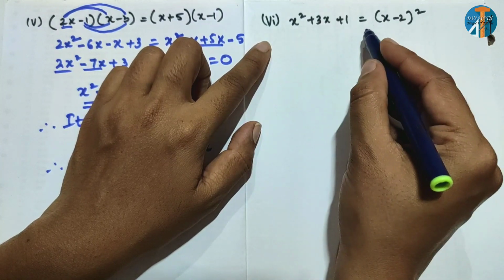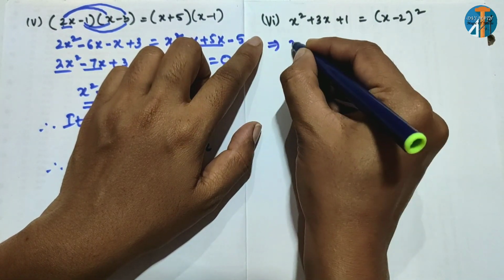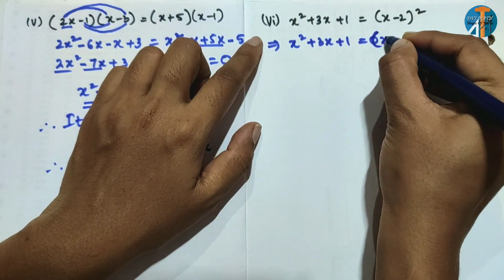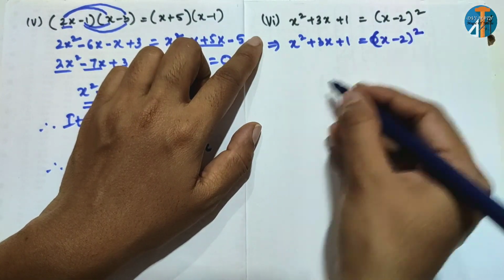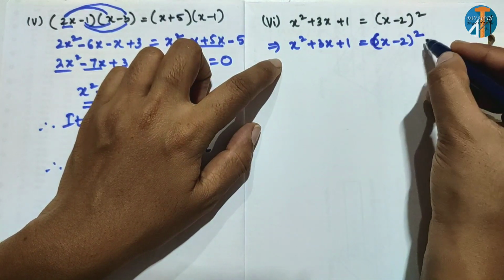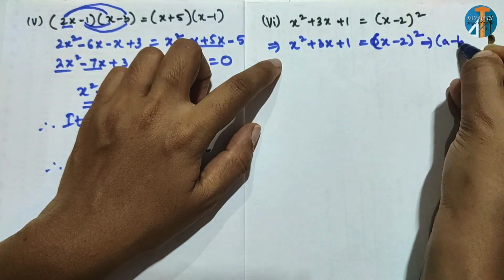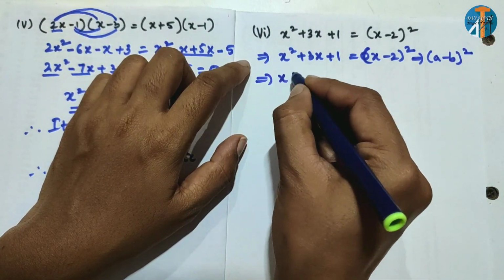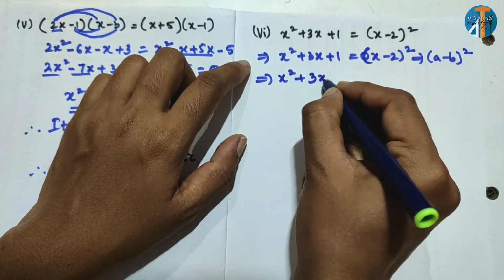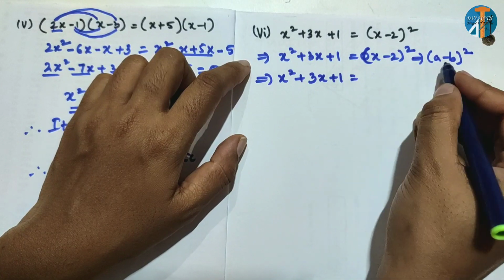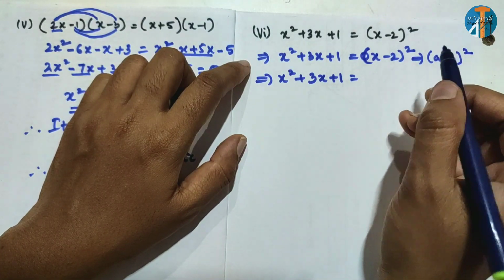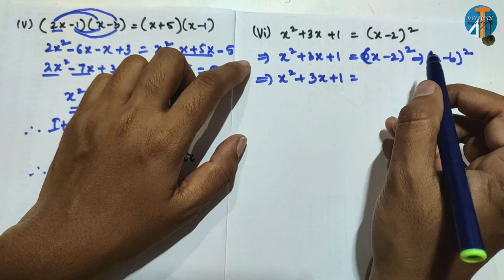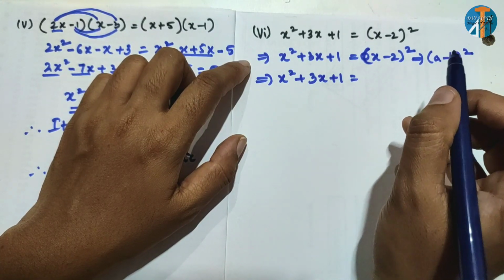Question 6, observe here. Here you need not multiply anything, write as it is, that is x square plus 3x plus 1 is equal to x minus 2 whole square, right? So here it is in the form of a minus b whole square. What happens? a minus b whole square means a square plus b square minus 2ab.